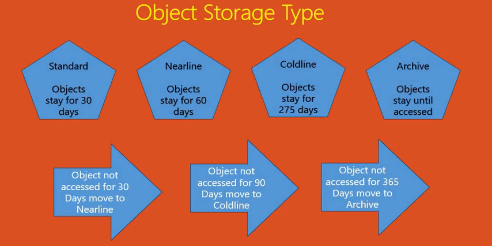And suppose any object is not accessed for 365 days, it automatically moves to archive. And in archive, it stays until it is accessed or until it is deleted. So this is the automatic process you can define using the lifecycle process in object storage. It is a very good feature of GCP where you can automate this process.